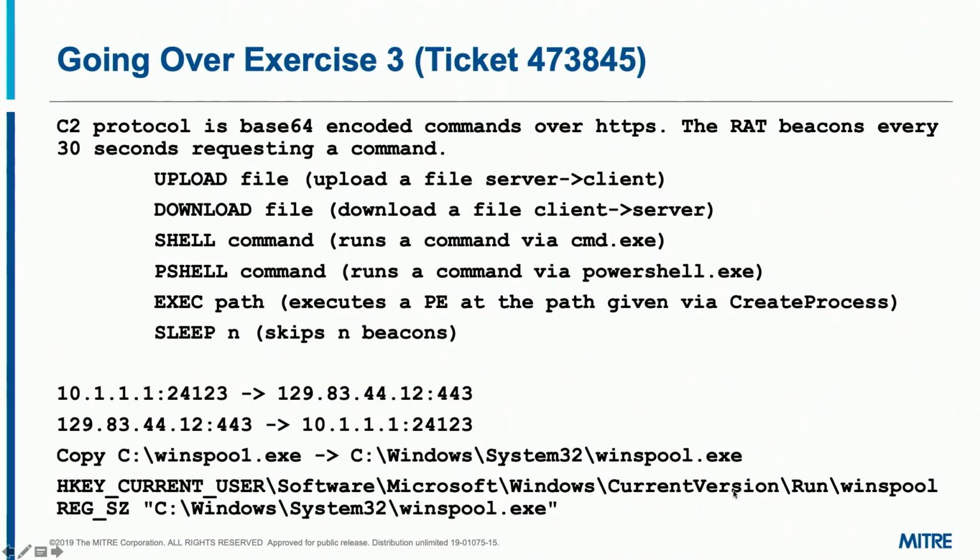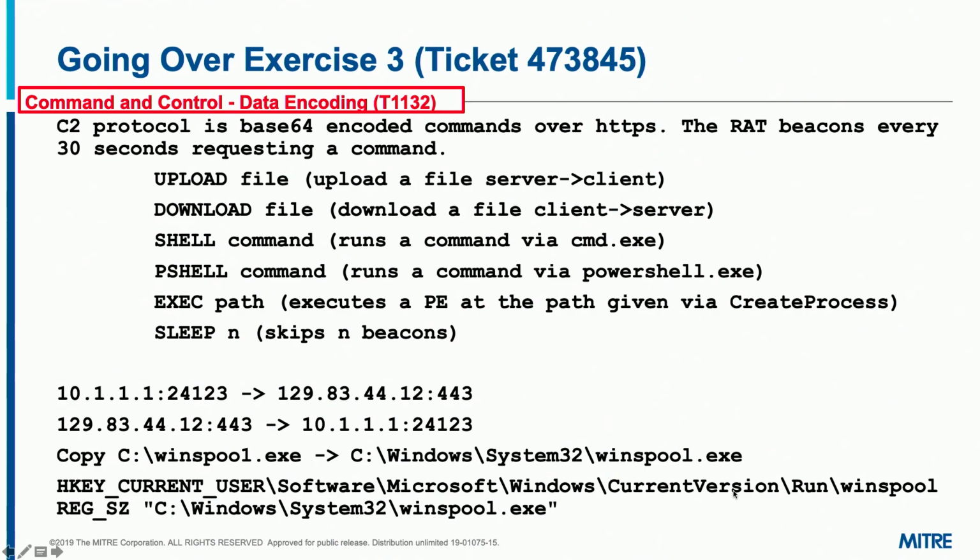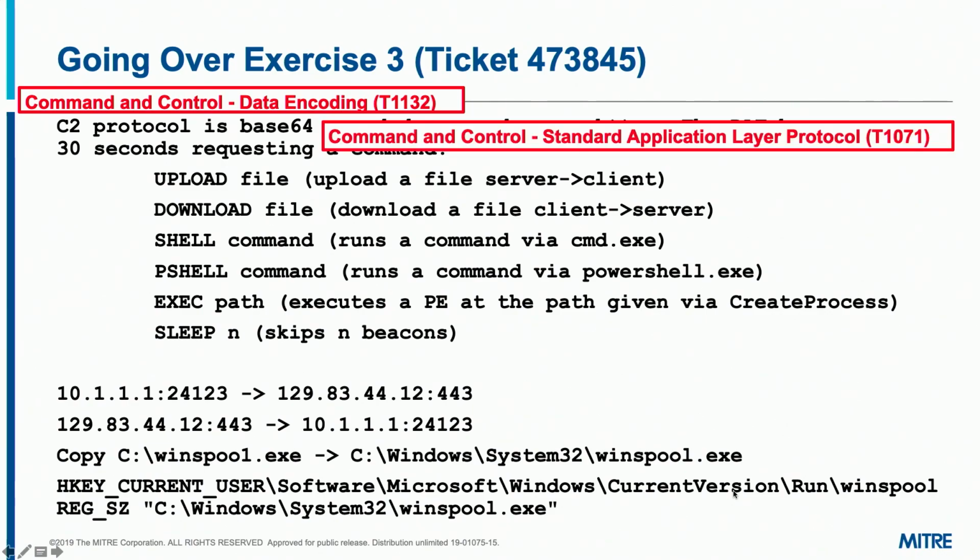So the second ticket's a little bit trickier. So this is text information coming out of a remote access Trojan, some flows, some activities that are happening behind the scenes. So first off, we have that the C2 protocol is base64 encoded. And so that's data encoding. It's commands over HTTPS. HTTPS is a very standard application layer protocol.